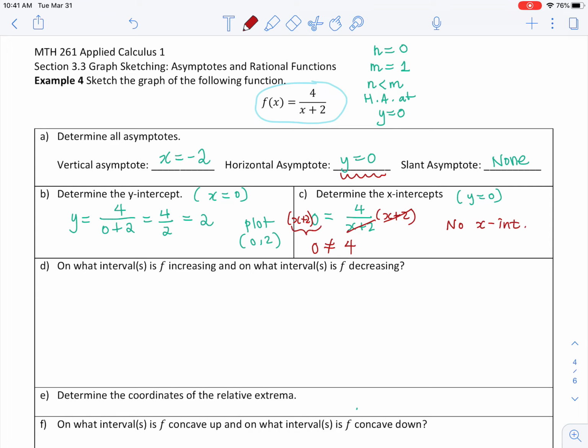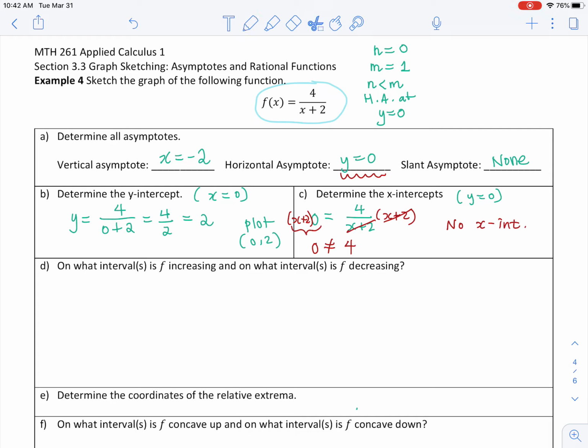Now, A, B, C, they were all pre-calc ideas. Now, let's do some calculus with it. In order for you to find the increasing or decreasing interval, you need to find the first derivative, right? Now, who is the quotient? So you either use the quotient rule if you like quotient rule, but I think this one I can avoid quotient rule. And for me, whenever I can avoid quotient rule, I'd rather do chain rule.